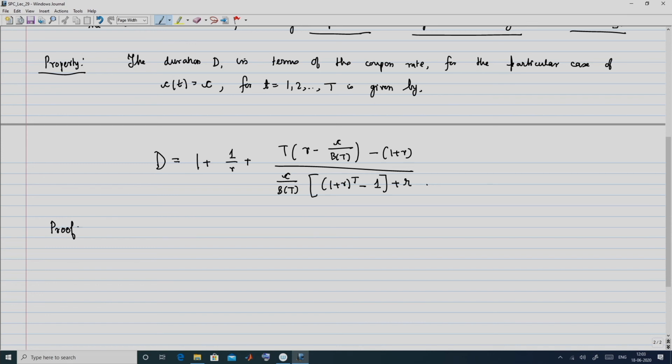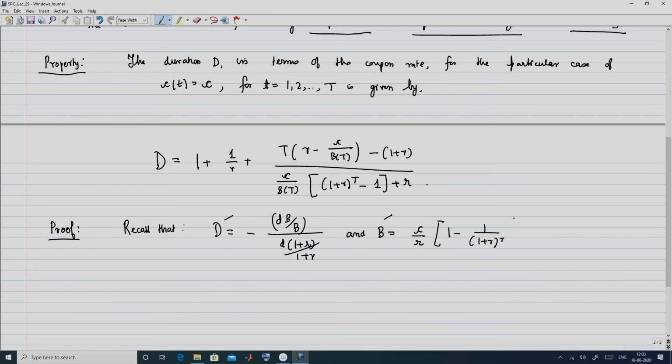So, the proof for this goes as follows. We first begin by recalling that the definition of duration is minus of the proportional change in the bond price divided by d of 1 plus r over 1 plus r, and your B. So, we are just recalling the definition of D and B. So, this was c over r into 1 minus 1 over 1 plus r raised to T, plus B of capital T divided by 1 plus r raised to capital T. So, this was the bond price when we had all the coupons identically little c.